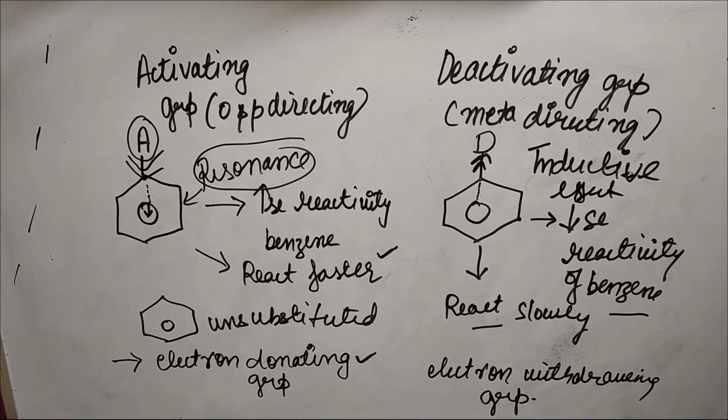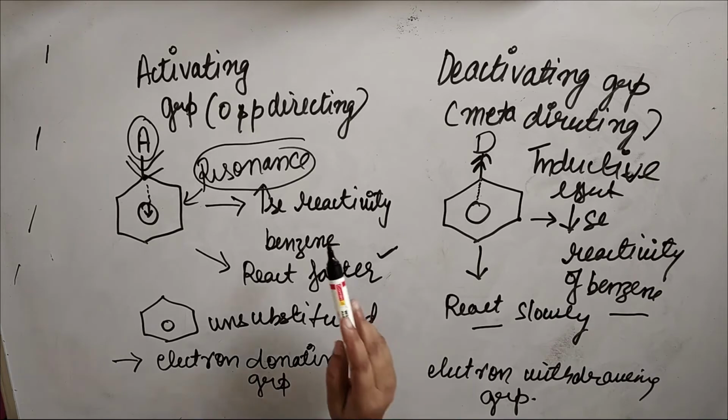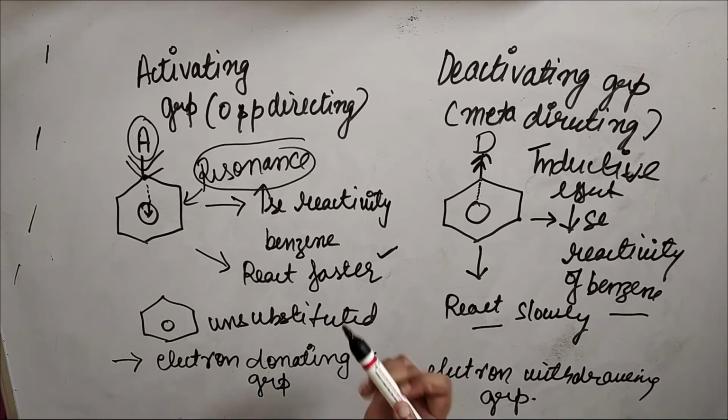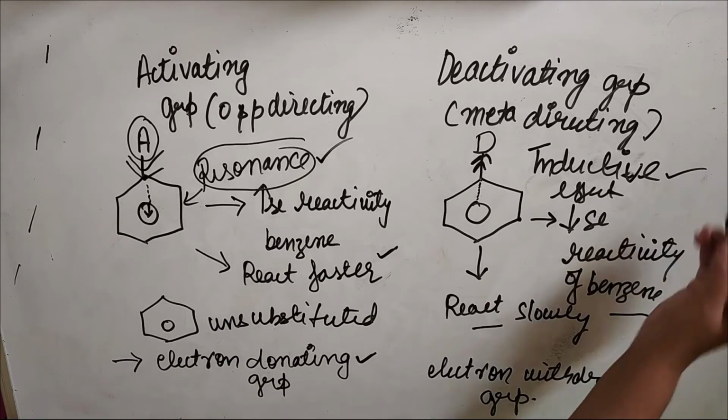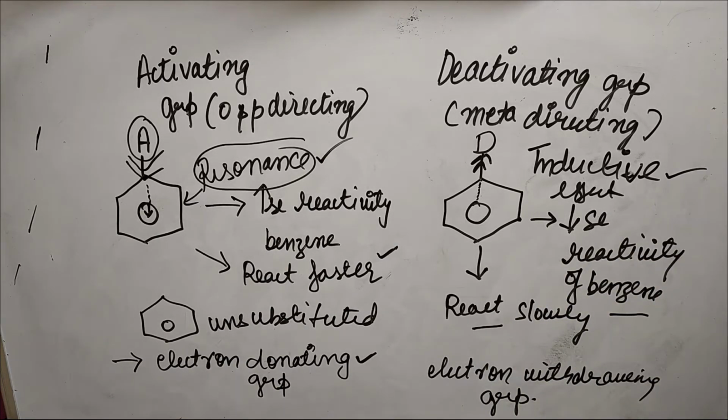So because of this inductive effect, the reactivity of benzene gets decreased and it will react slowly. If it reacts slowly, these are called deactivating groups, and generally they direct the other functional group at the meta position. So in an ortho-para directing group, the resonance effect plays the important role, while in a deactivating group, the inductive effect plays the important role, meaning the inductive effect is dominant.